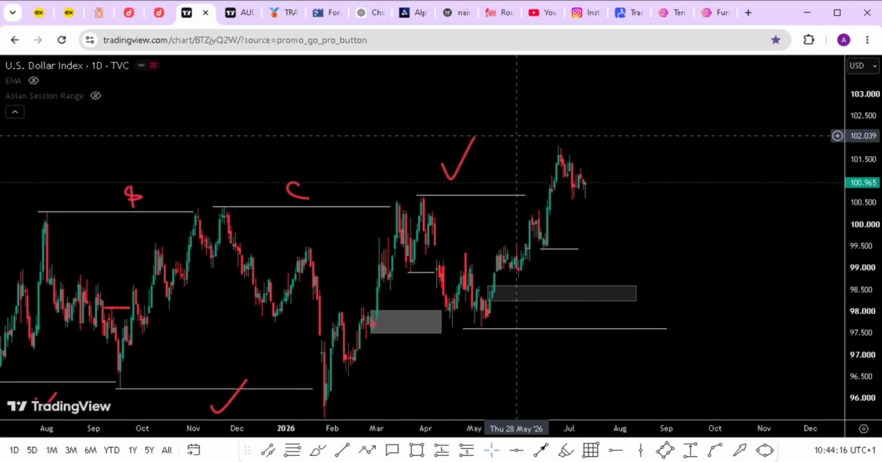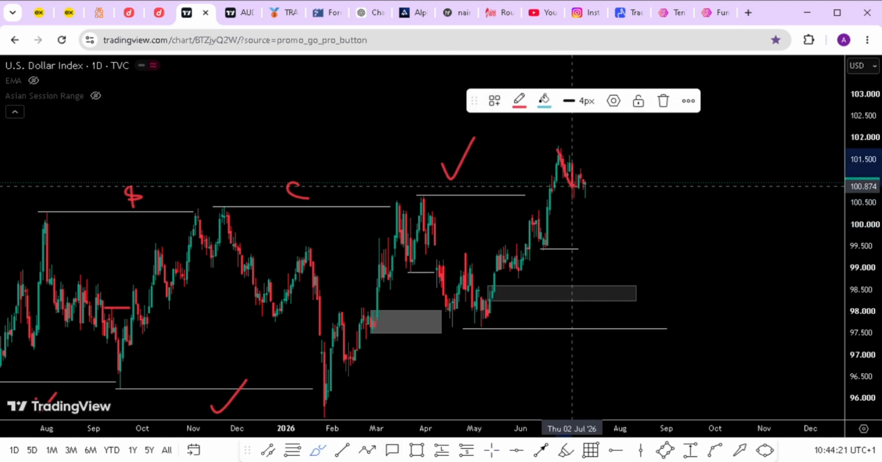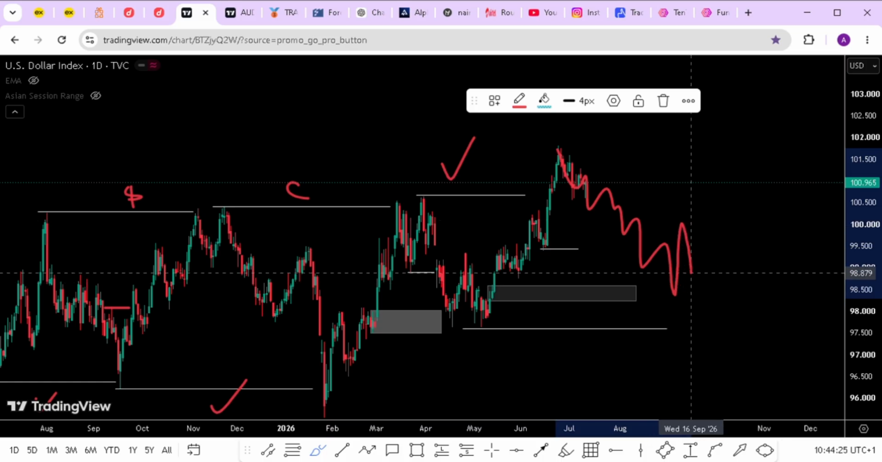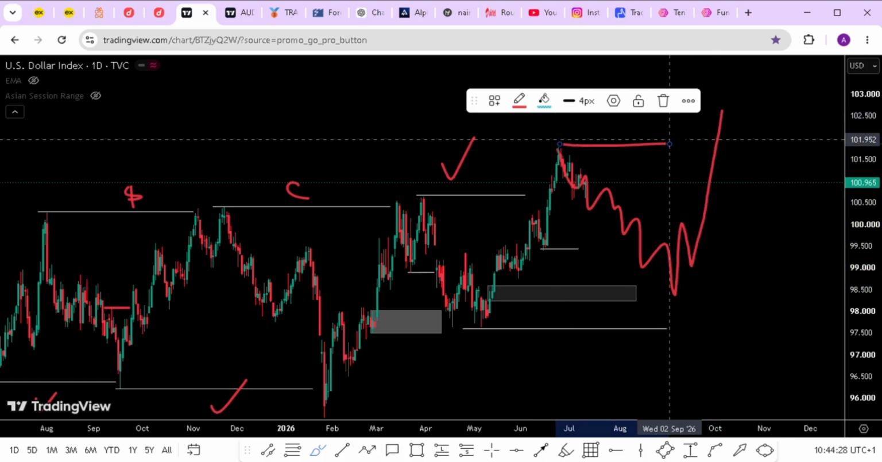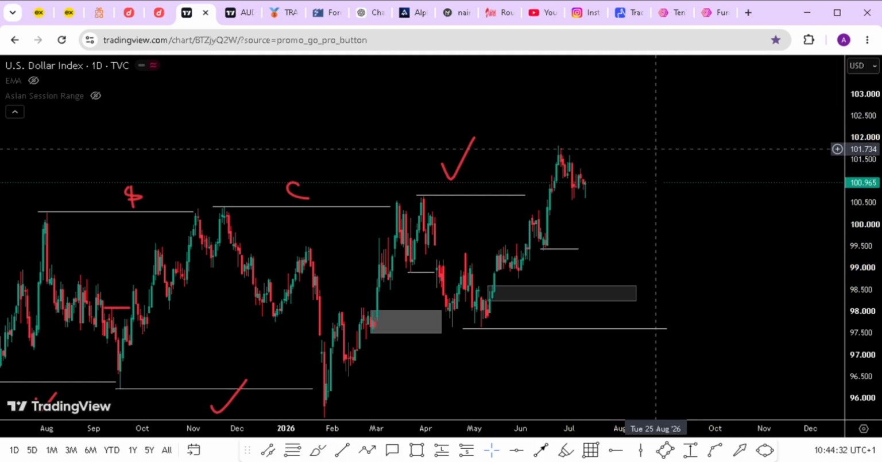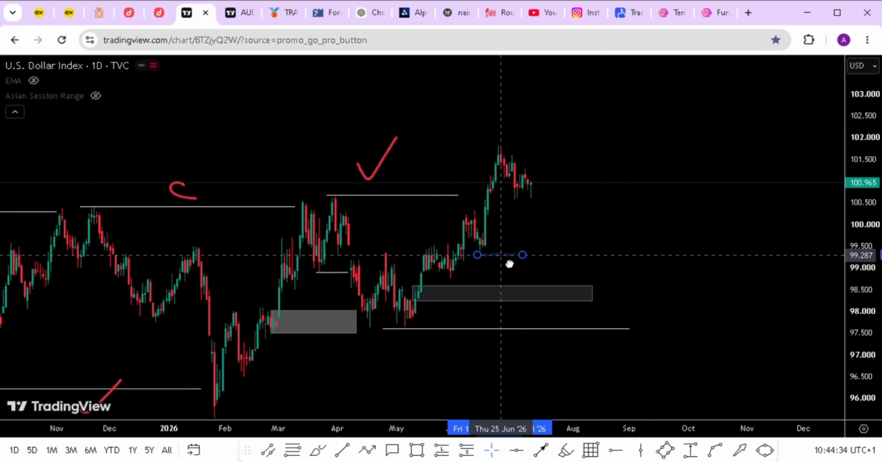After then, we can come back and break this structure, something like this. We can have a momentum like this, then the market will come back and break this structure. So we should be expecting something related to this move. And this is what DXY is doing on the daily time frame now.